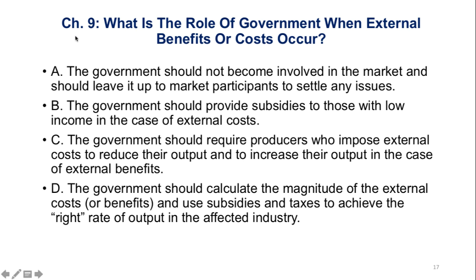So here is an example of a question. What is the role of government when external benefits or costs occur? Is it that the government should not become involved in the market and should leave it up to the market participants to settle any issues? It's basically the invisible hand of Adam Smith. Or the government should provide subsidies to those with low income in the case of external costs, or the government should require producers who impose external costs to reduce their output and increase their output in the case of external benefit, or the government should calculate the magnitude of the external cost and use subsidies and taxes to achieve the right rate of output in the affected industry.